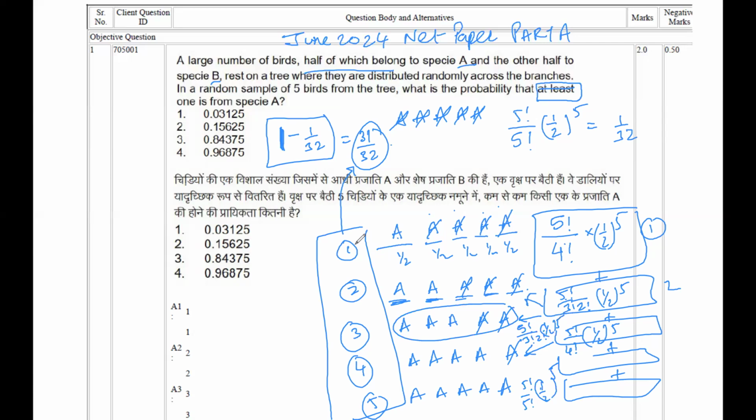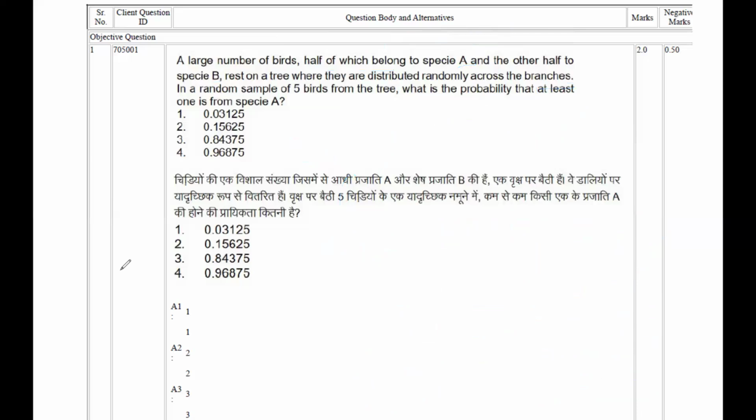It's 0.00. Now, the question is, what is 31 by 32? 0.967, 96875. Okay, a tricky question. Very good question, in fact. So that is your answer, by the way. Moving on to question number 2.